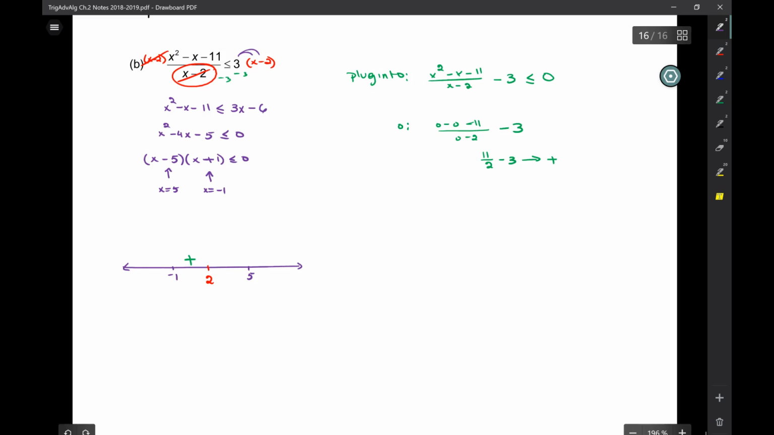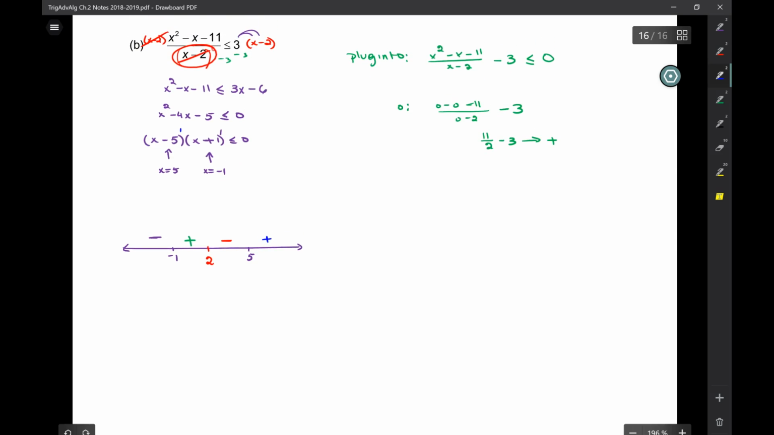Okay, the negative 1, where did this come from? Here, that has an odd exponent outside. The sign must alternate around the negative 1, so I have a negative here. Okay, now for the 2, where did the 2 come from? The 2 came from here. Again, that has a parenthesis to the power of 1, so the sign will alternate. Where did the 5 come from? The 5 came from here, exponent of 1, sign will alternate. Okay, I want the regions which are less than or equal to 0 or negative, so that's here and here.